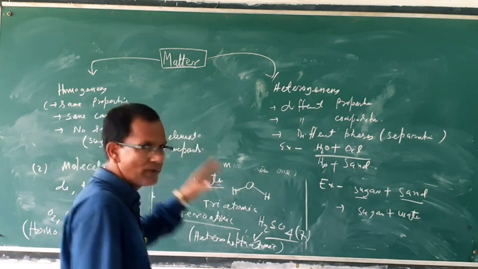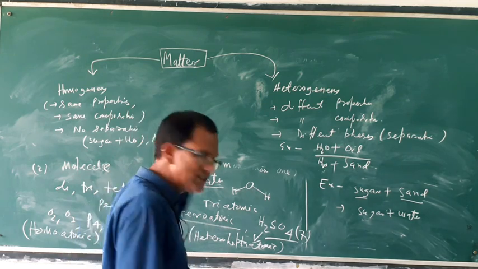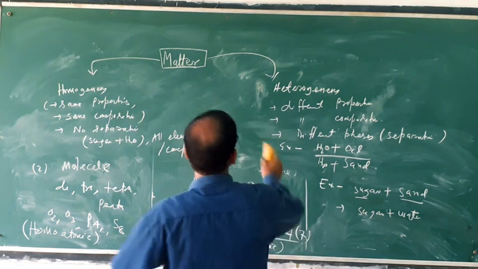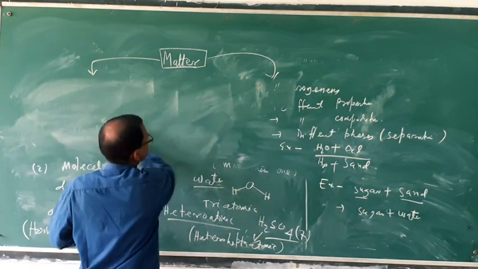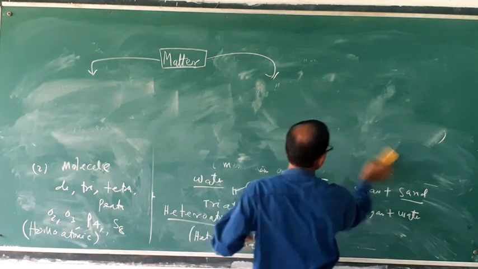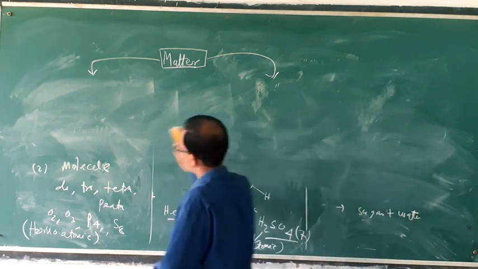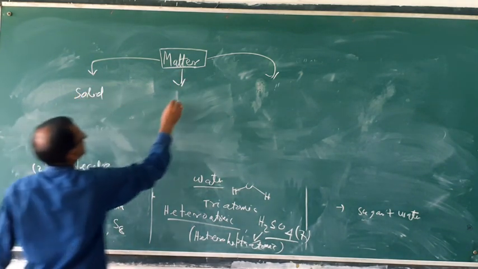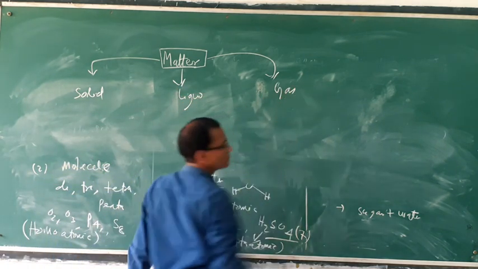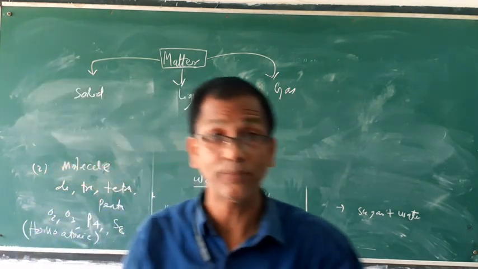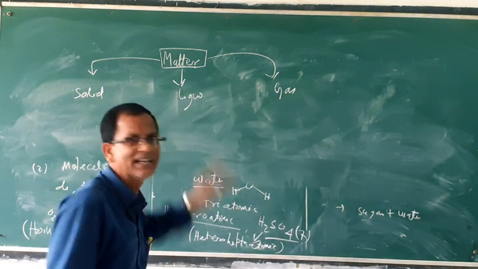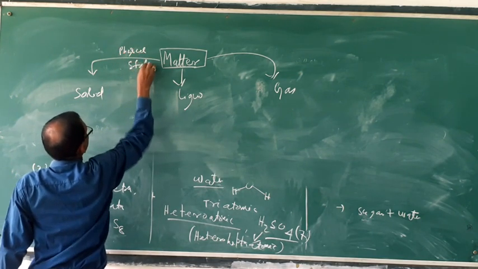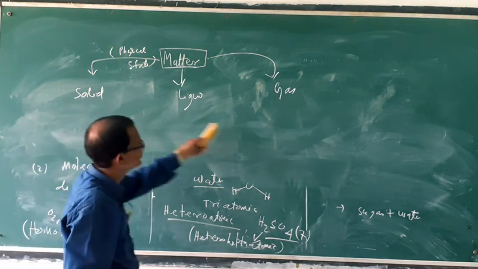So like this, matter is classified into different categories on the basis of properties, on the basis of composition, and another is on the basis of physical state. On the basis of physical state, matter is generally of three types. What are these? Already you know: solid, liquid and gas.